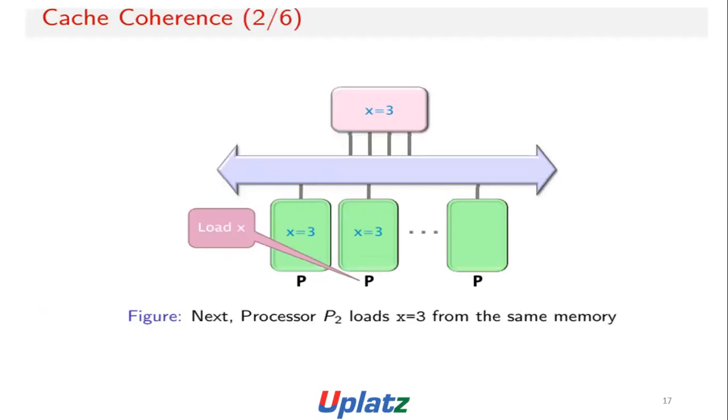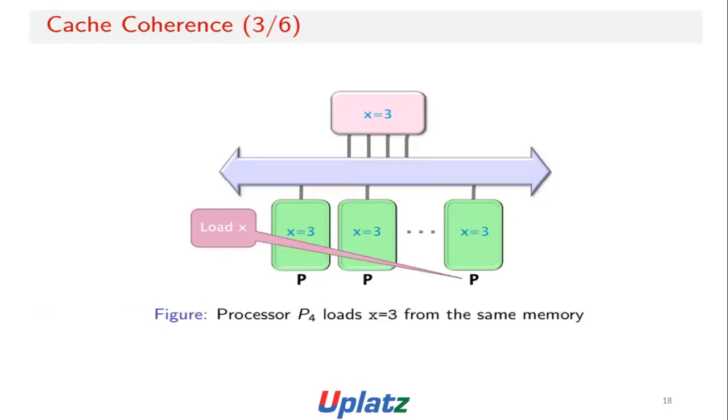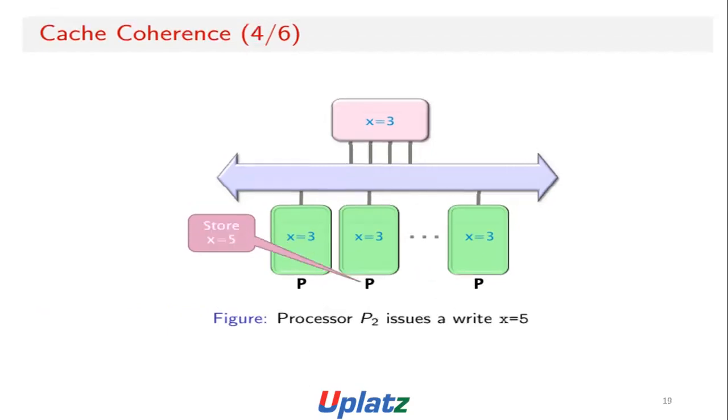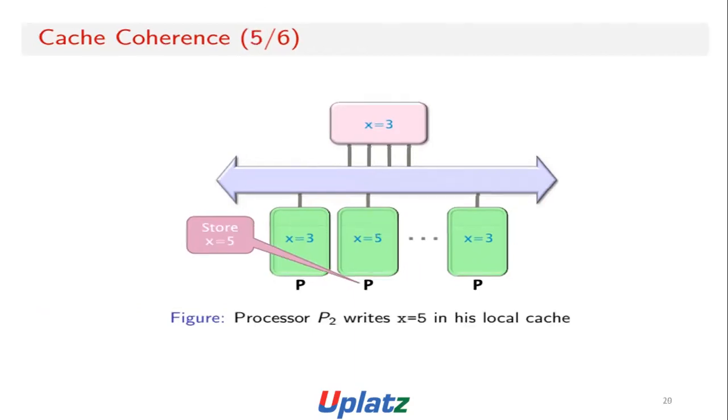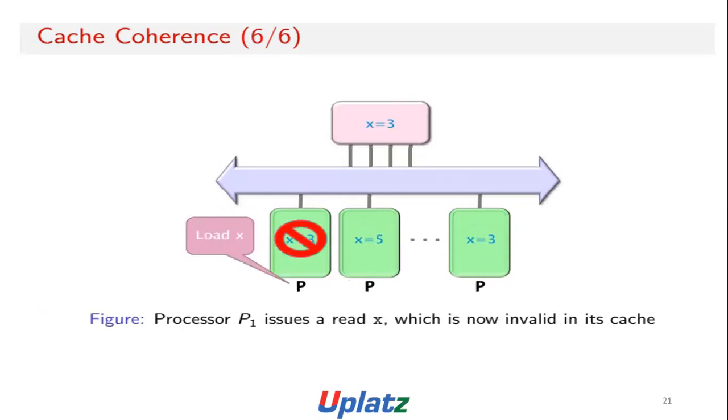Next, processor P2 loads X3 from the same memory. Processor P4 loads X equal to 3 from the same memory. Processor P2 issues a write for X equal to 5. Processor P2 writes X equal to 5 in its local cache. Processor P1 issues a read of X, which is now invalid in its cache.